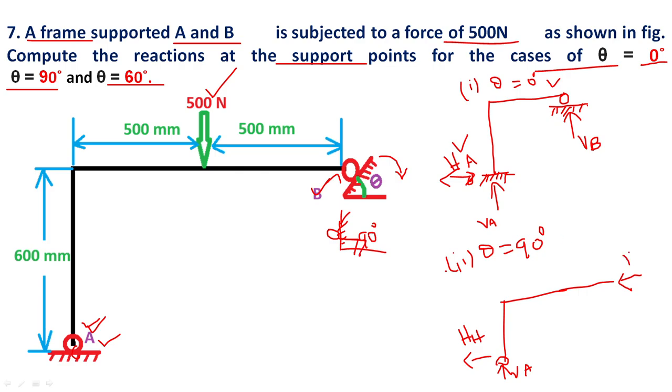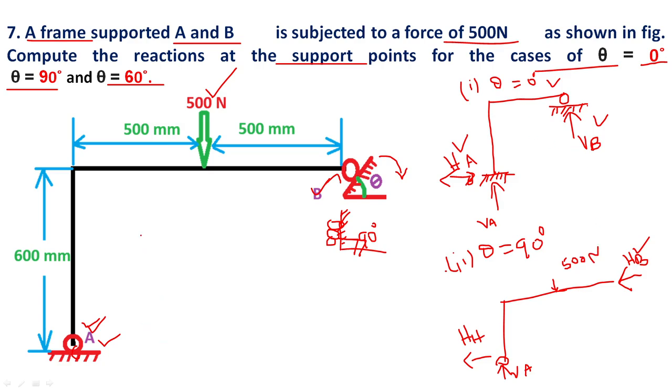This is Hb. At theta equal to 0 degree there is a vertical reaction force, and at 90 degree there is a horizontal reaction force. So only a horizontal force, no vertical force. When the support is vertical it becomes a roller support, and for a vertical roller support there is automatically no vertical reaction force. We also have the 500 Newton load acting in both cases.